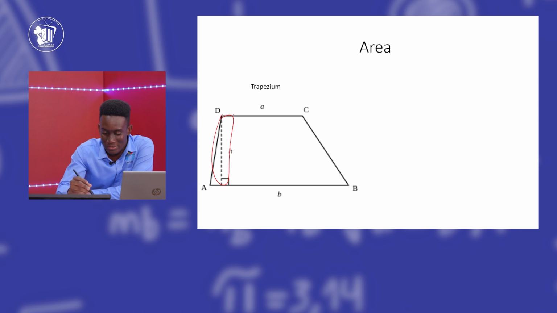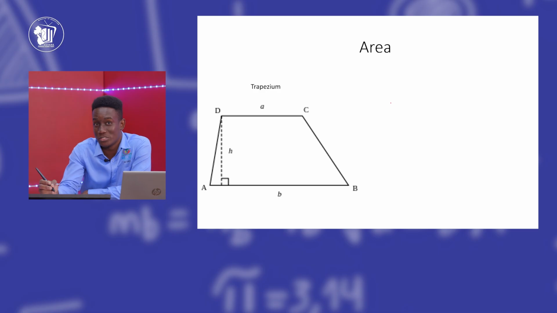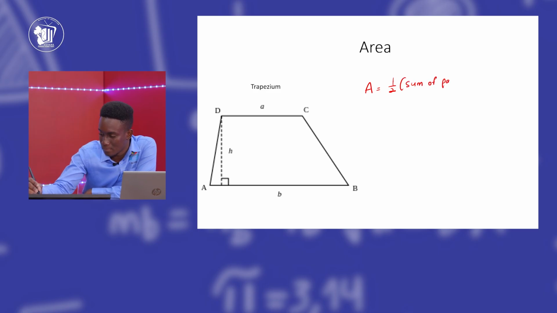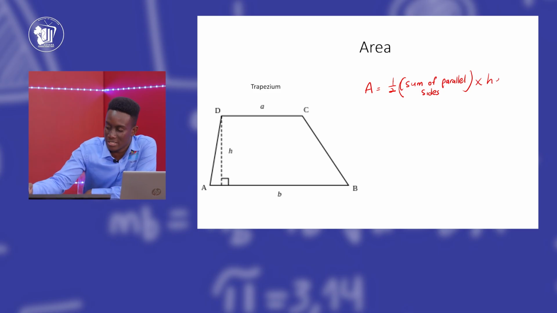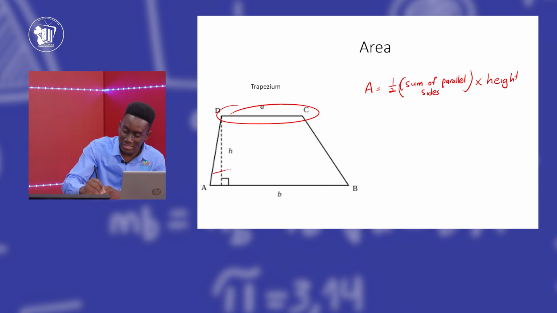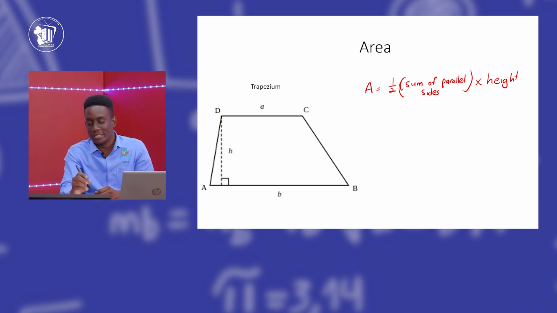here of the trapezium. So for the trapezium, the formula that we use to find the area of a trapezium will be: the area is equal to half the sum of the parallel sides multiplied by the height. And the height is always the perpendicular height. So it's half the sum of the parallel sides, and by parallel sides, I mean these two sides, multiplied by the height.